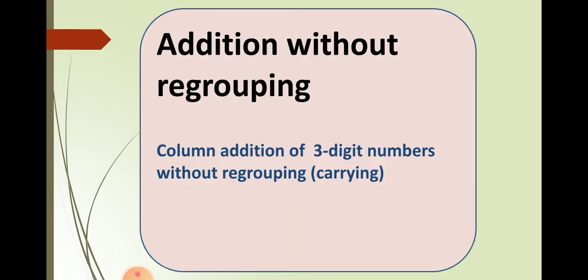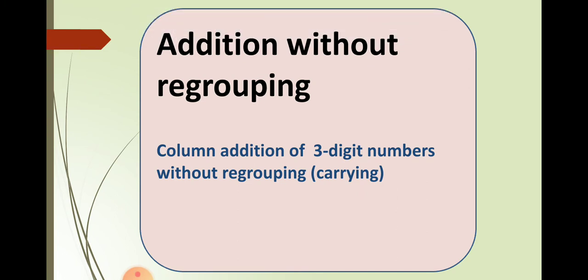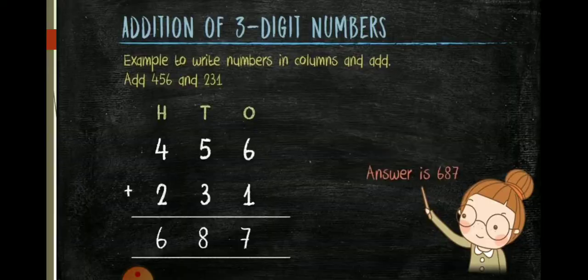Now we are going to study addition without regrouping and addition with regrouping. So students, first you should know the meaning of regrouping. Regrouping means carrying forward. So simple addition without regrouping means column addition of 3-digit numbers without regrouping. Let us see an example where we have done simple addition without carrying forward the numbers.